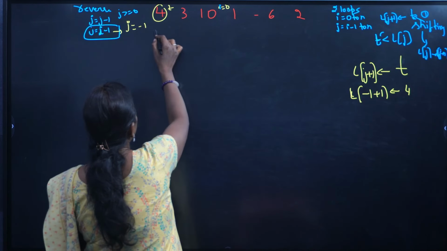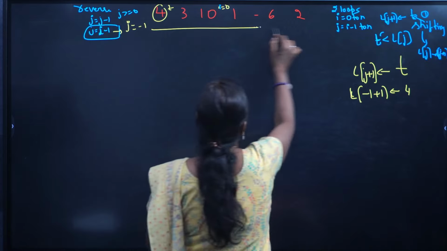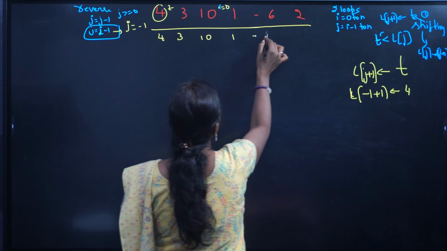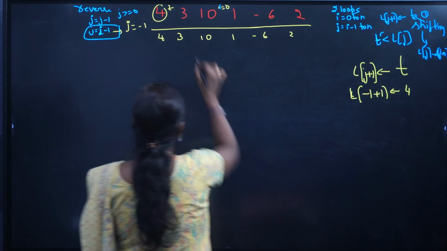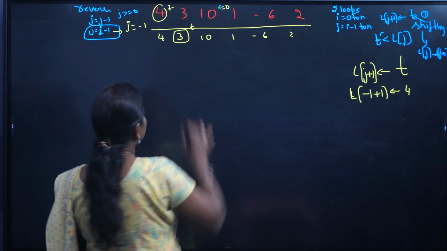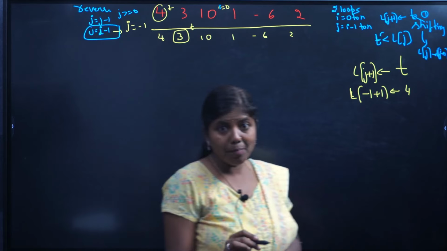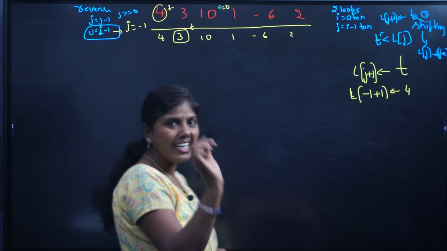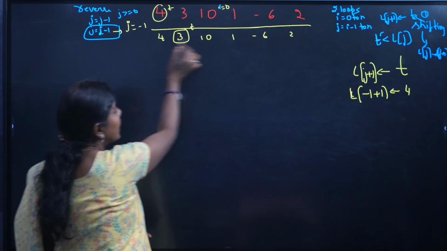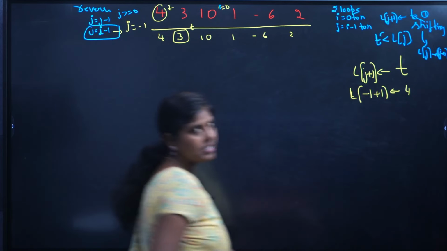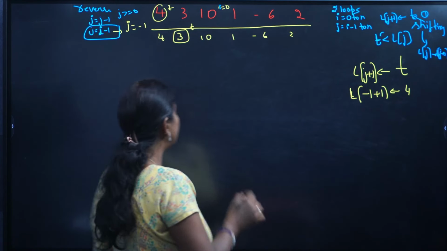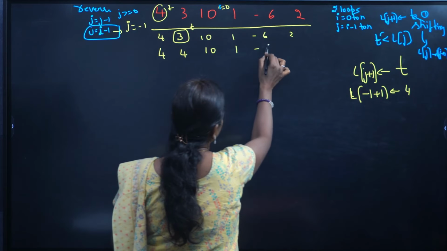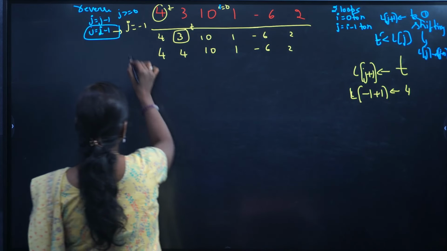After that, I'm going to take up here. That's going to be 4, 3, 10, 1, minus 6, 2. So this is going to be my t now. 4 and 3 I have compared. After comparing, t, which is 3, is less than 4, so shifting takes place. L of j will be shifted to L of j plus 1. So we get 4, 4, 10, 1, minus 6, 2. And this is going to be what?